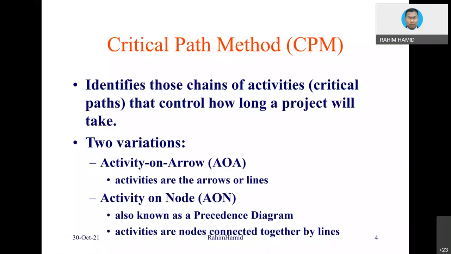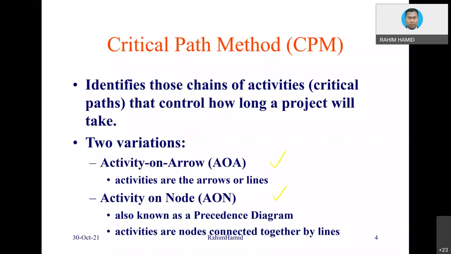Critical path method. Okay, critical path method is the method to identify critical activities and how long that particular path is, which can determine the overall project duration. So critical path method is the calculation method, and sometimes people get confused with the terminology. We can use two techniques, namely AOA and then AON diagram, subsequently PDM diagram.